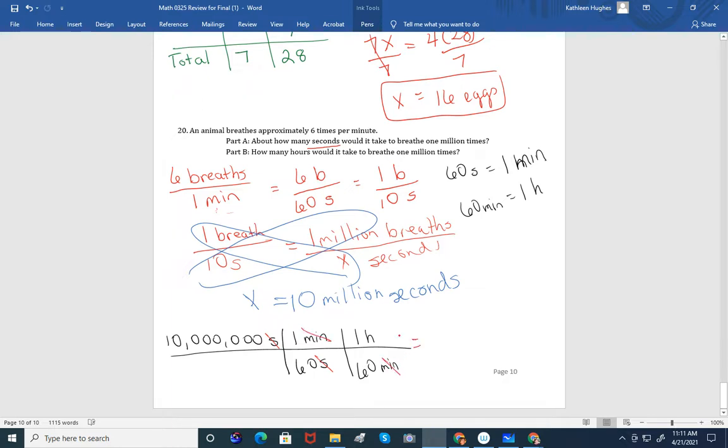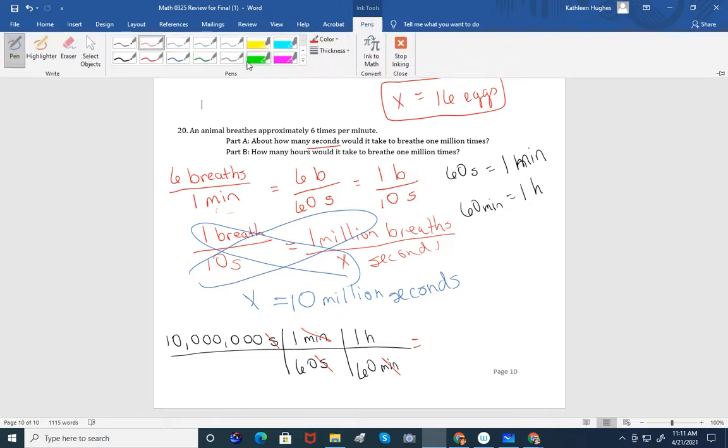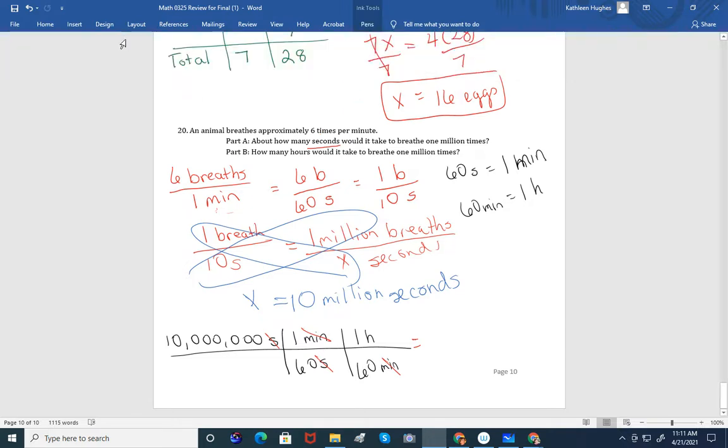The alternate way you could have done this problem is you could have used the fact that 1 hour is 3,600 seconds, but we did it the long way. So 10 million. Make sure you have the right number of zeros. It should be 7 zeros divided by 60 divided by 60. We have to divide by everything that's on the bottom. It comes out to be 2,777 the sevens repeat, so I'll just put 0.8 hours.